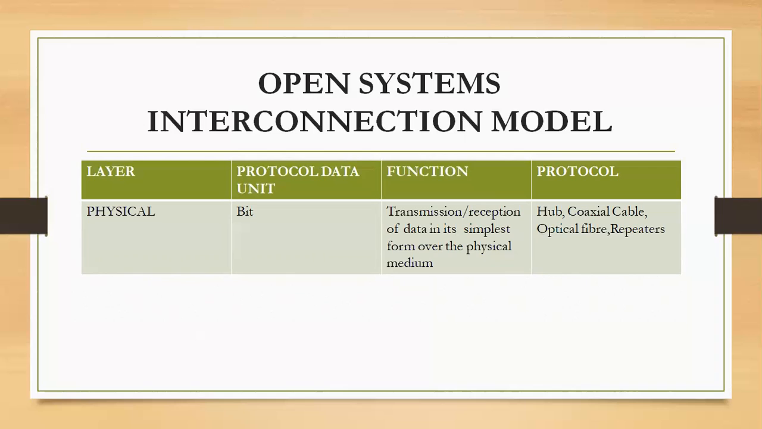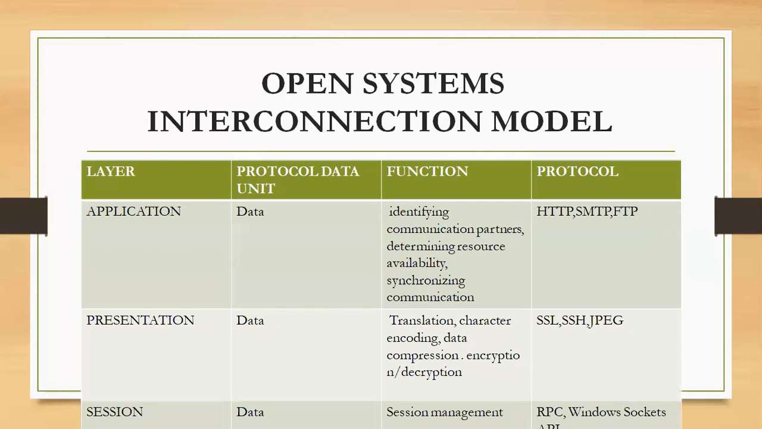So the protocols or devices you will see here are, for example, the hub, which is the predecessor of the switch. Then you have coaxial cable, you have optical fiber, you have repeaters. So basically, these are the 7 layers of the OSI.